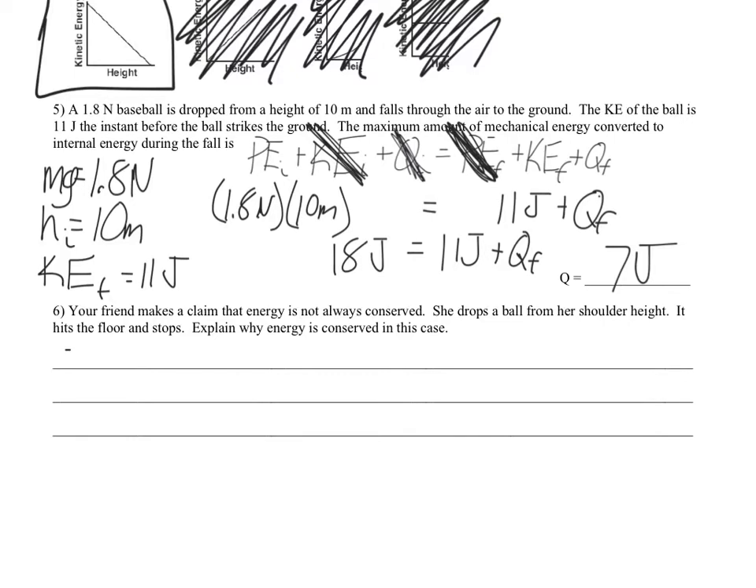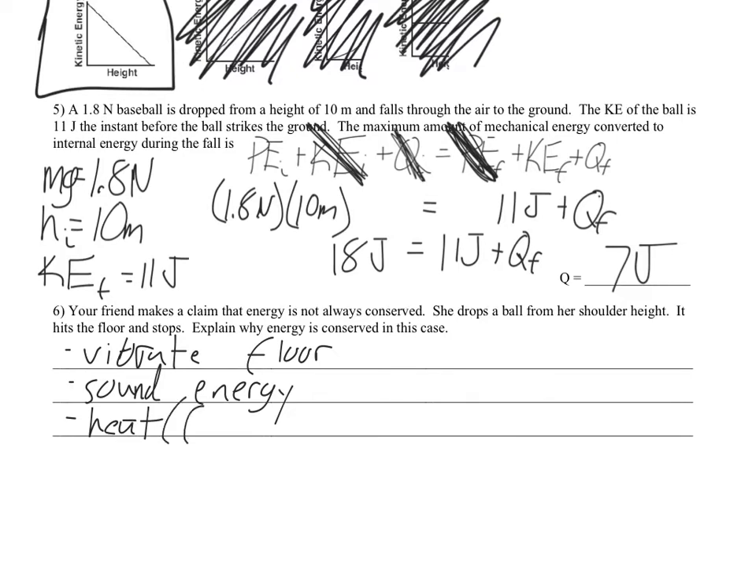It could have vibrated the floor. That takes energy. It also could have converted to sound energy. It could have turned into heat energy through friction in the air. And another one that a lot of people don't think of is some of that energy could have gone to deforming the ball. Like if a tennis ball falls and hits the ground, it does flex a little bit.